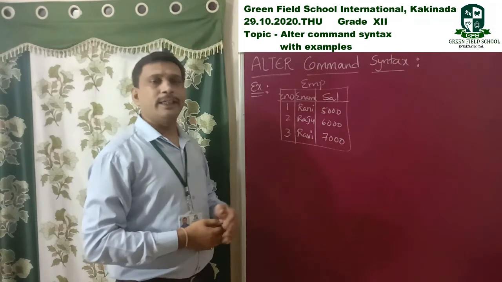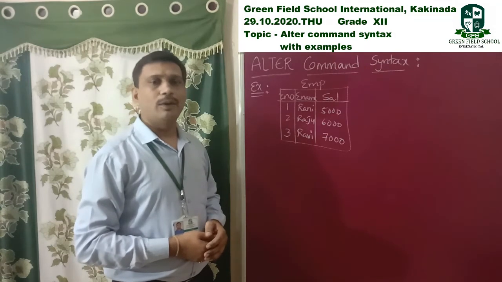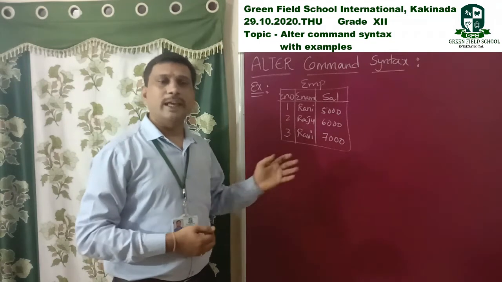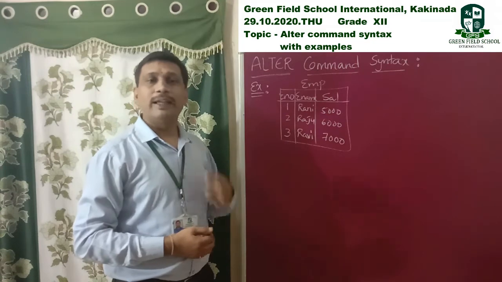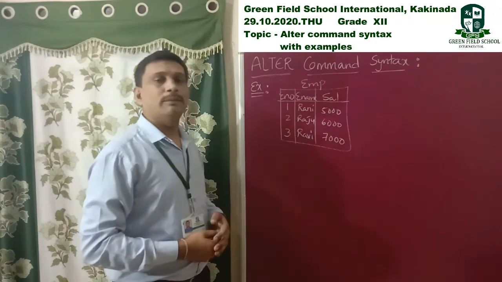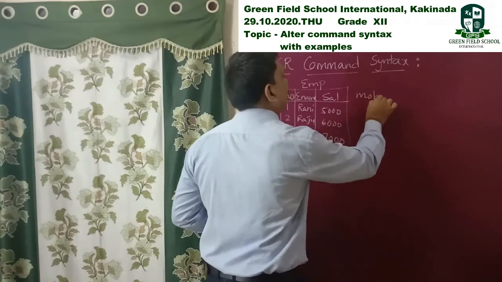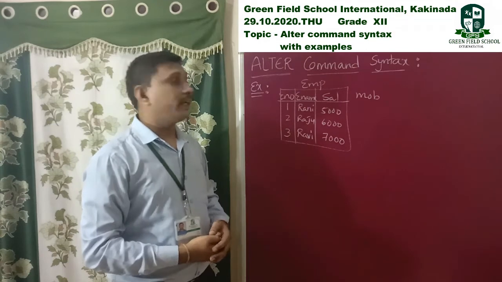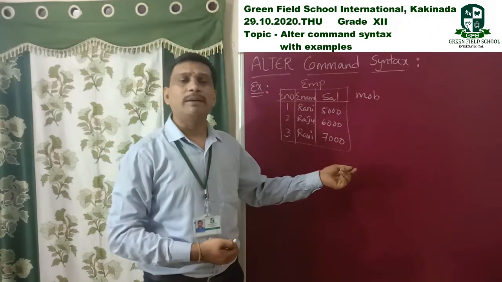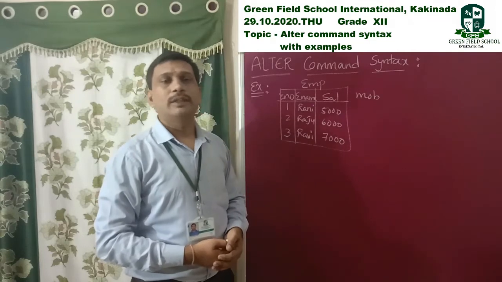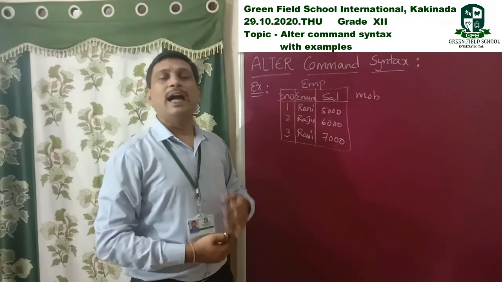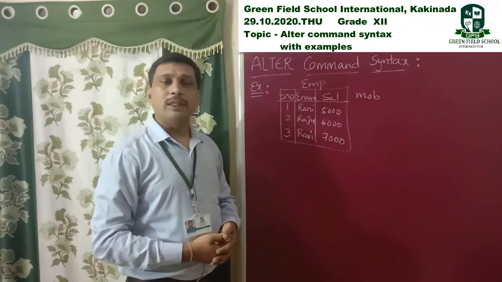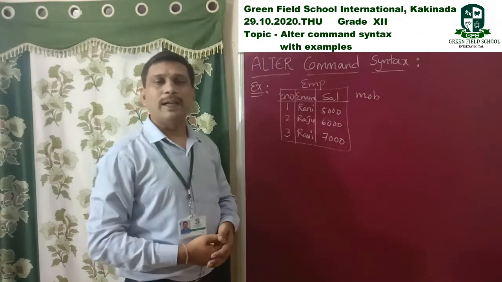When I was creating the table, I forgot, for example, one particular column. I want to add one more column here by using this alter command. My requirement is to add one more column, the mobile number column. When I was creating this table, I forgot this particular column. Then after some time, I want to add this column to this employee table. Then we go for the alter command.